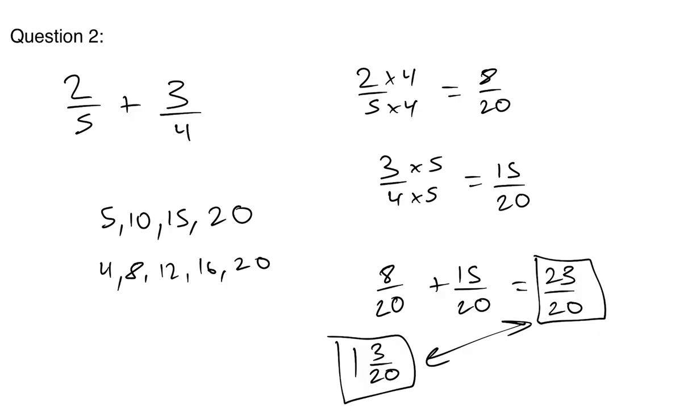And so just remember that we only add the numerators after we get a common denominator. You never add the denominators. That's a very common mistake.